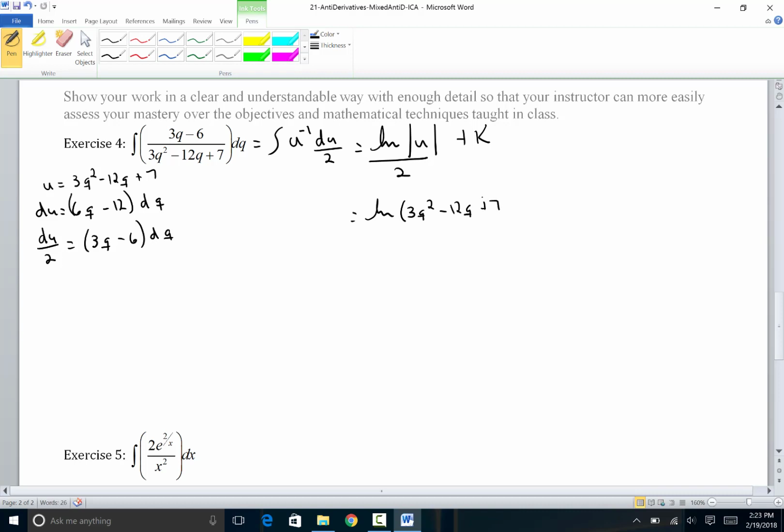Oops, and I made a mistake, didn't I? Absolute value. The natural log is not defined for negative numbers, so when we do the antiderivative, we always have to use the absolute value. Next.